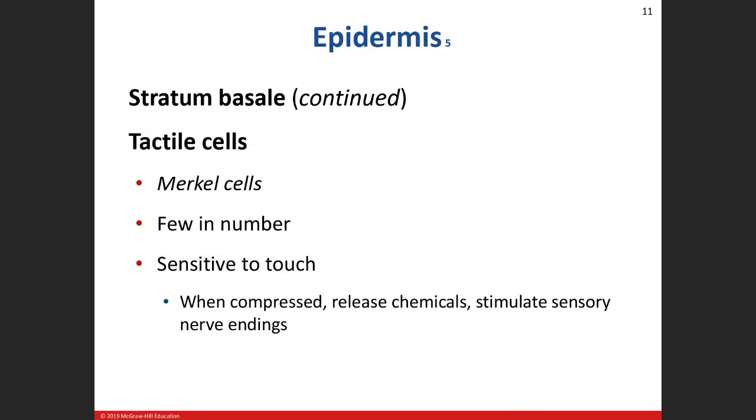Okay, so the last type of cell in our stratum basale is going to be the tactile cells. You need to know this name also, Merkel cells. And they're touch receptors, and that's all they do.